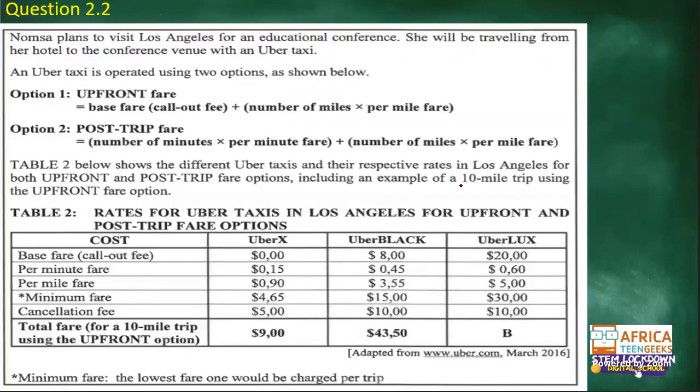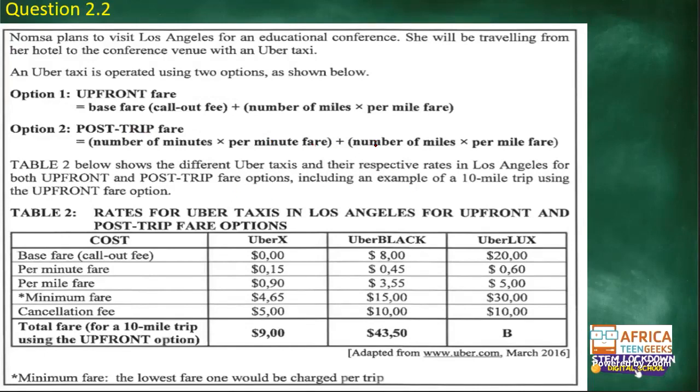Then now, question 2.2. Nomsa plans to visit Los Angeles for an educational conference. She will be traveling from her hotel to the conference venue with an Uber taxi. An Uber taxi is operated using two options as shown below. We've got option 1, the upfront fare, and this is how you calculate it. And then option 2, the post-trip fare. This is how you do your calculations.